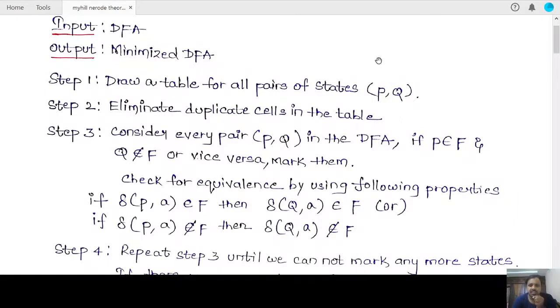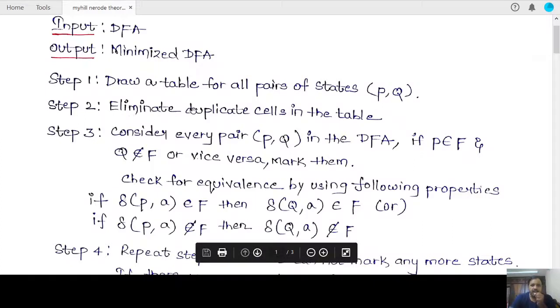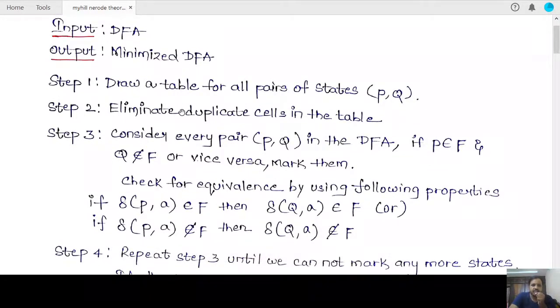Let me consider that in the given DFA you have two states, q0, q1. You have to draw a table consisting of two rows and two columns. So two rows q0, q1, and two columns q0, q1. Next step is to eliminate the duplicate cells in the table, so we have to identify the duplicate cells and remove them from the table.